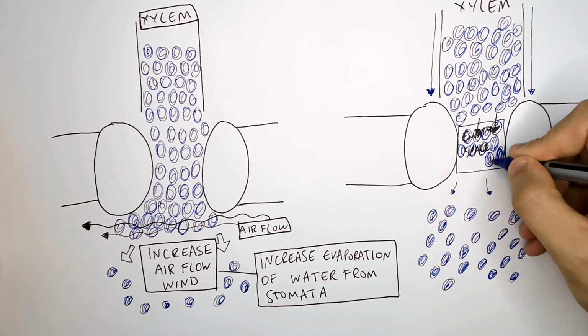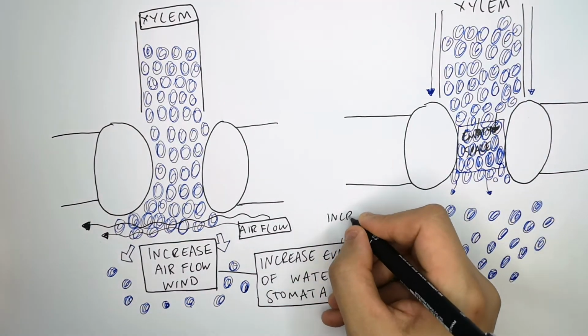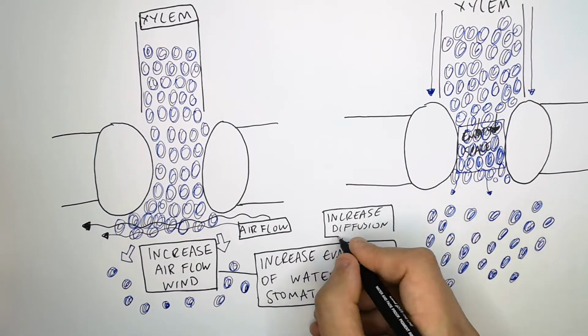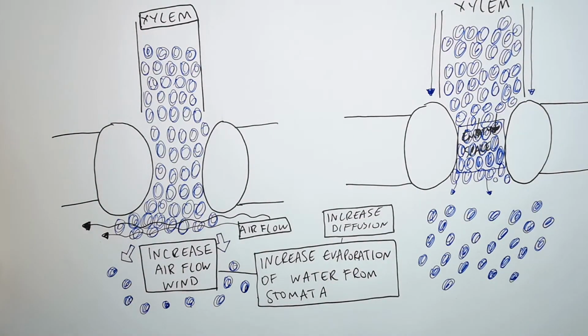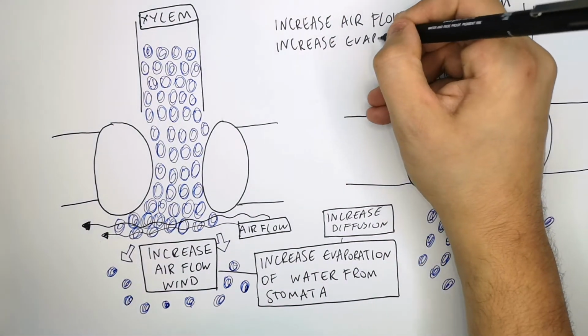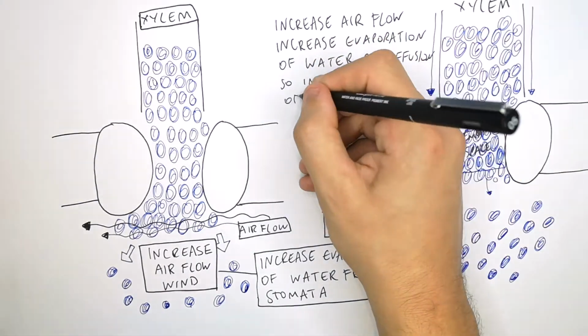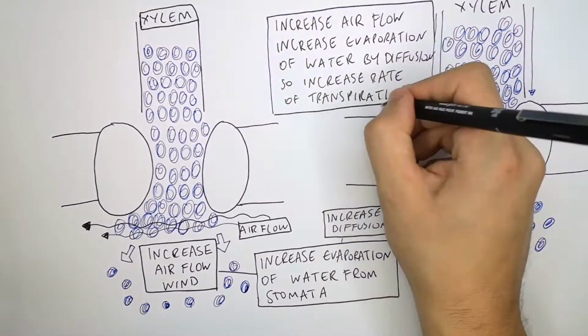That will then drag more water up through the xylem from the roots and increase the rate of transpiration as more water is evaporated out of the leaf. So if there is an increased airflow, this increases the evaporation of water by diffusion, so that means there's an increased rate of transpiration through the plant.